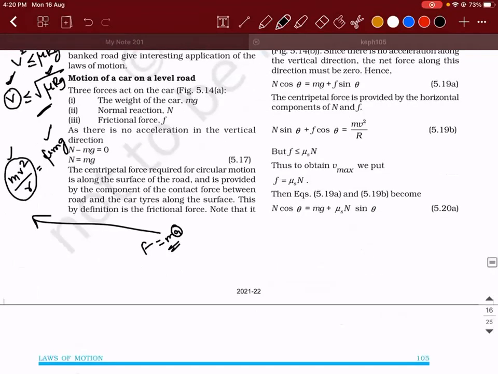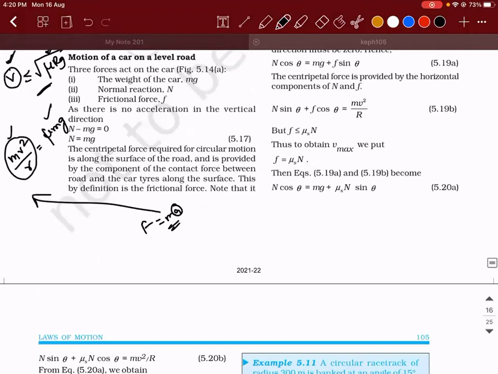So to answer your question, had mv square by r been a separate force, then where is mu mg? Mu mg is also in this direction only. Then how can I equate both? So mu mg is the mechanical force that comes into the picture. Its equivalent mathematical value is mv square by r.